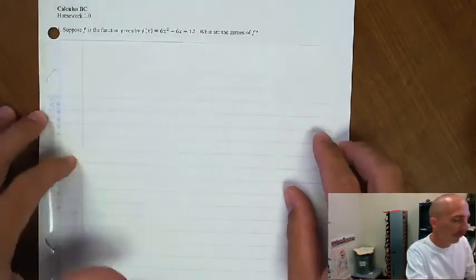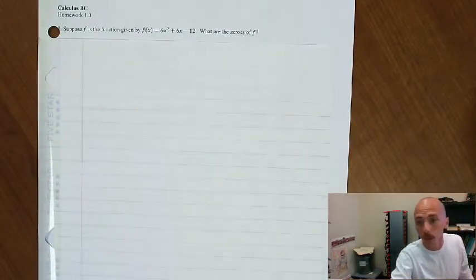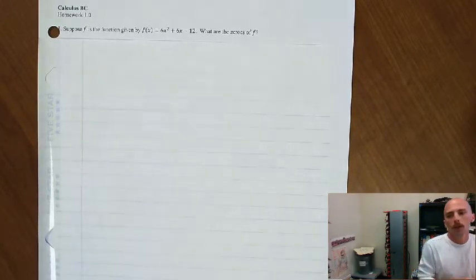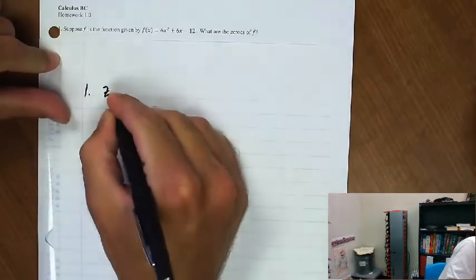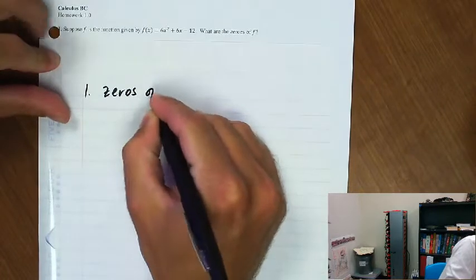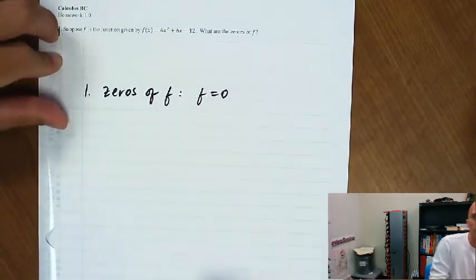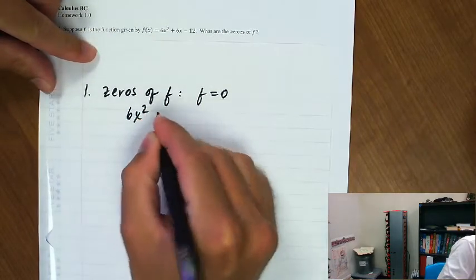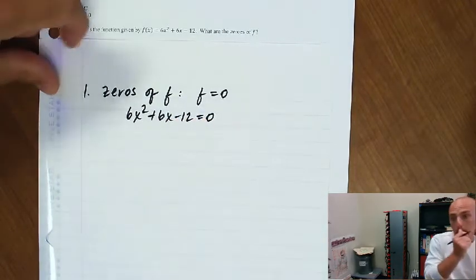Suppose f is a function given by f equals 6x squared plus 6x minus 12. What are the zeros of f? Okay, we can do this. A zero of f is a place where f equals 0. So I'm going to set f of x equals 0: 6x squared plus 6x minus 12 equals 0.